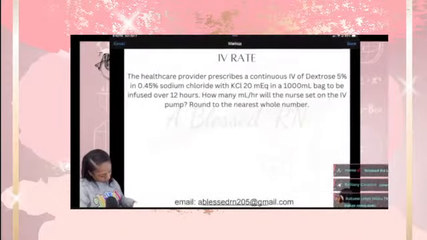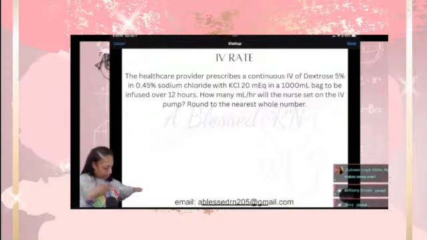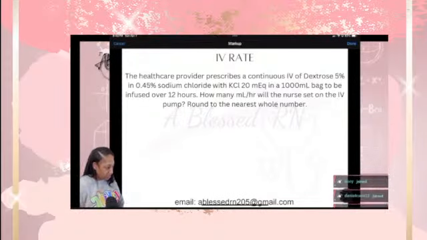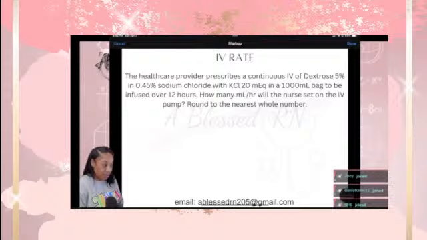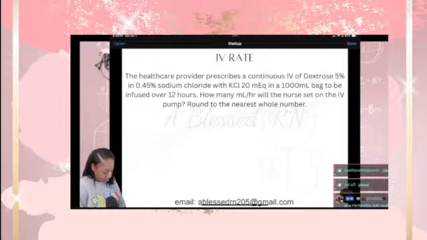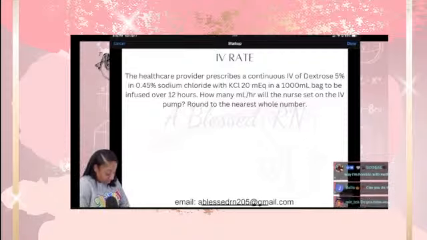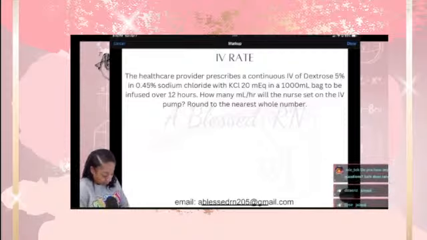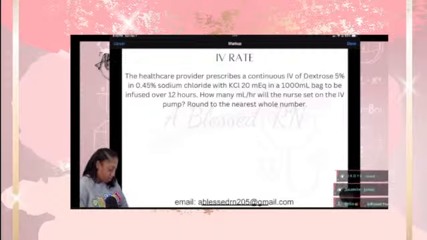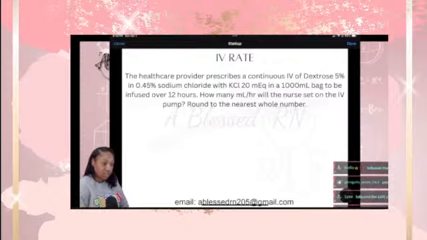Alrighty. So the healthcare provider prescribes a continuous IV of dextrose 5% in half normal saline with KCl, which is potassium, 20 milliequivalents in a 1,000 mL bag to be infused over 12 hours. How many milliliters per hour will the nurse set on the IV pump? Round to the nearest whole number. So this one has a lot of fluff in it too.